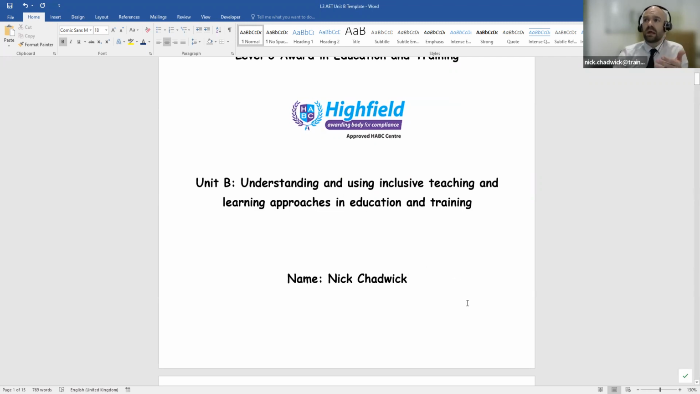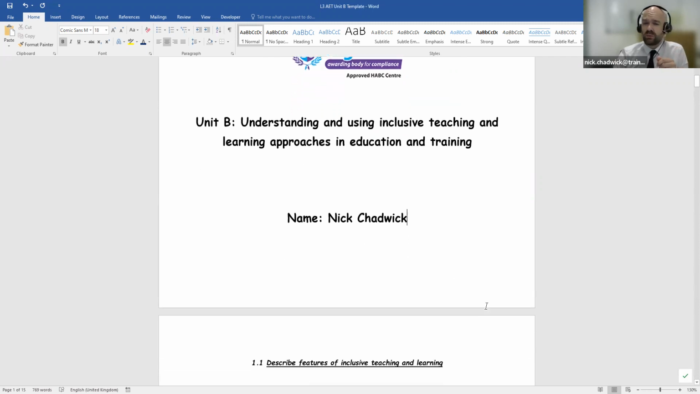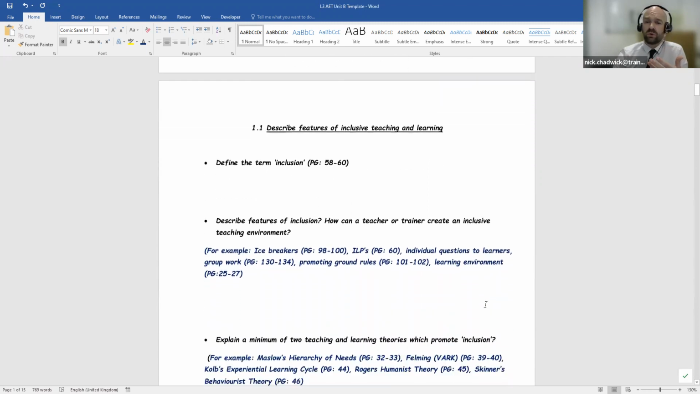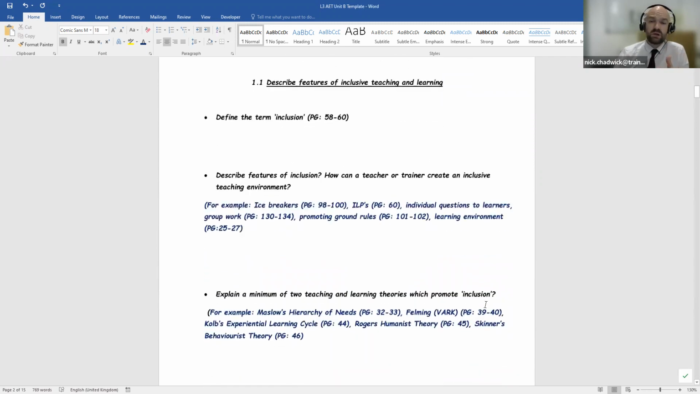Now, with our Level 3 Award in Education and Training, one of the most common questions is, what is the word count for our assignment? The suggested word count is anywhere between 2,000 to 3,000 words, but you can, of course, write as much information as you wish. It's completely down to you, but 2,000 to 3,000 words is my suggestion here.